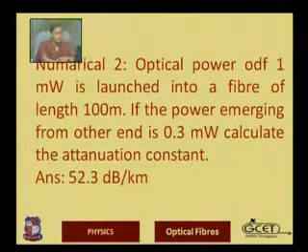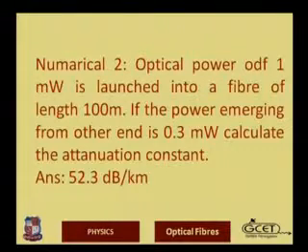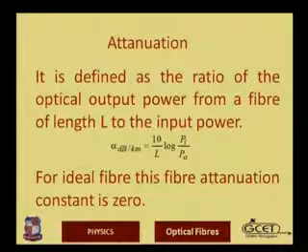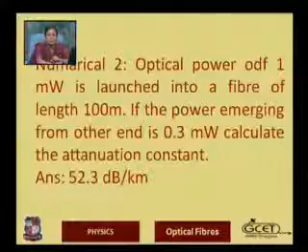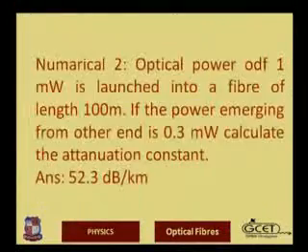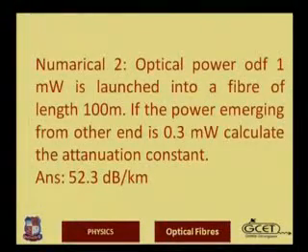Now another example: an optical power of 1 milliwatt is launched into a fiber of length say 100 meter. If the power emerging from the other end is 0.3 milliwatt, calculate the attenuation constant. Using this equation one can easily find the attenuation constant in dB per kilometer. When you put this input power and output power in this particular formula, you can get the answer as 52.3 decibel per kilometer. Of course, don't forget to convert your 100 meter into kilometer.